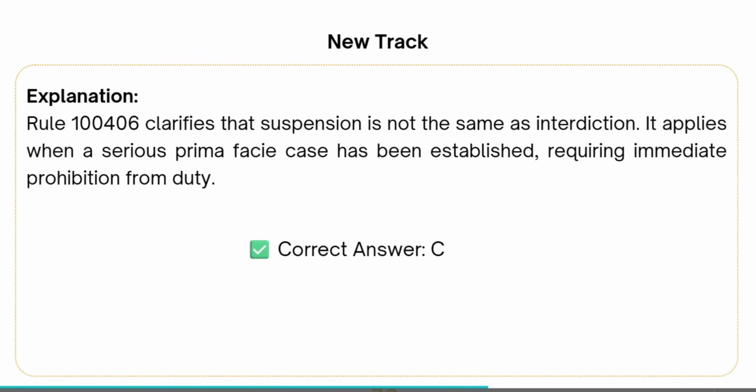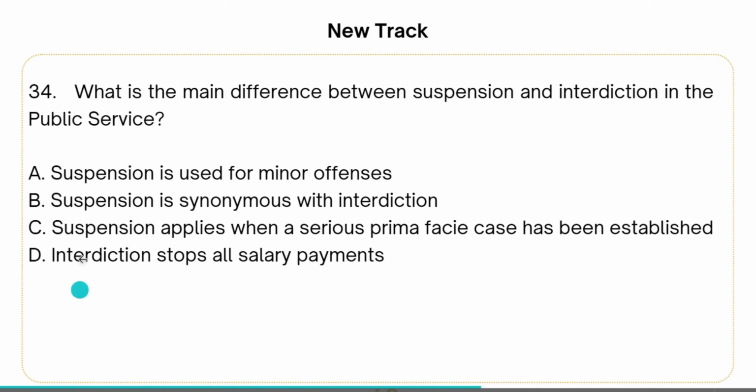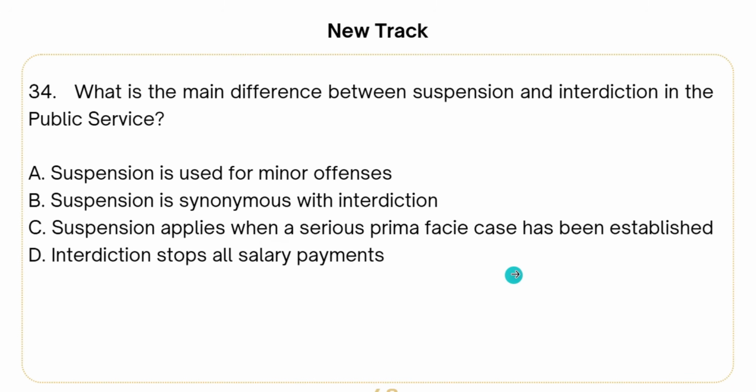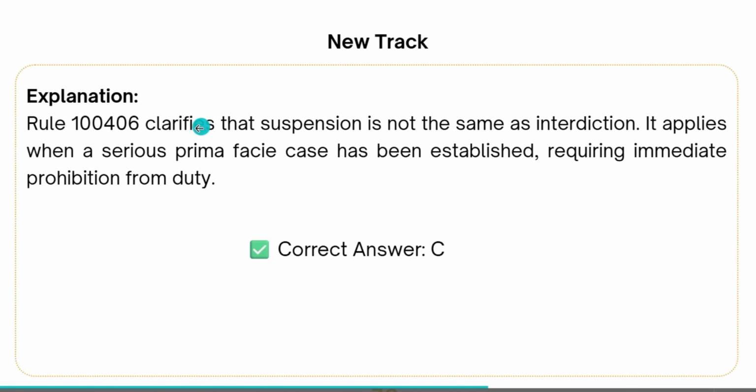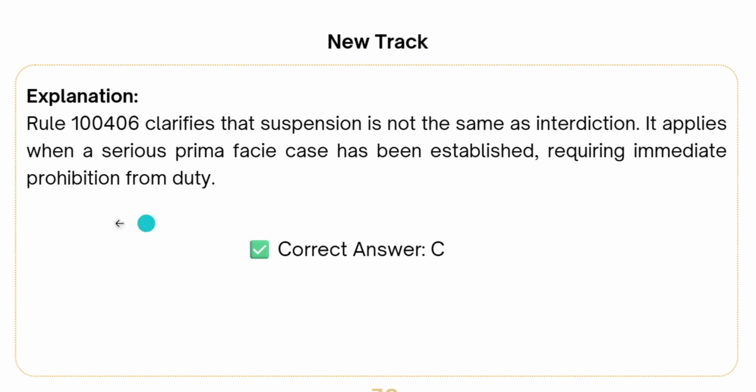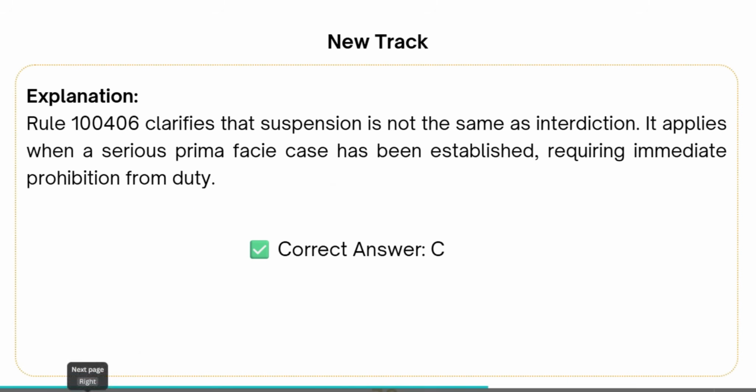The right option is option C, and option C says suspension applies when a serious prima facie case has been established. Now, the Public Service Rule, Chapter 10, Section 4, Paragraph 6 clarifies that suspension is not the same as interdiction. It applies when a serious prima facie case has been established requiring immediate prohibition from duty. That is option C.